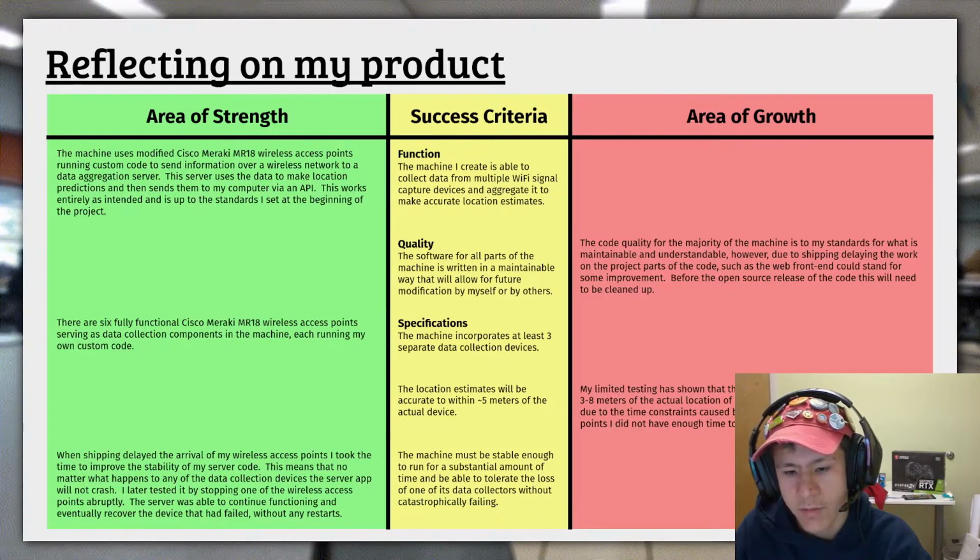For this reason, I don't feel comfortable saying that all of my estimates were within 5 meters. That doesn't mean, however, that they were not. It just means that I don't know.